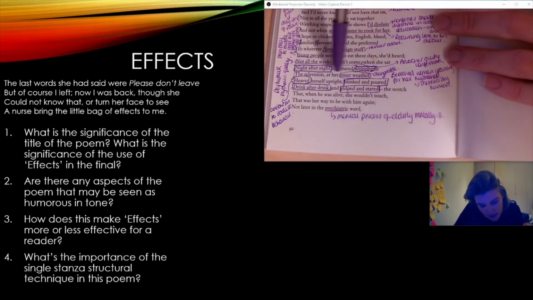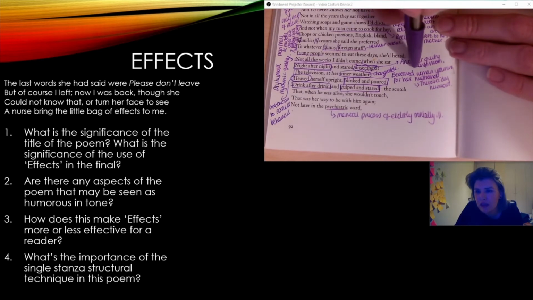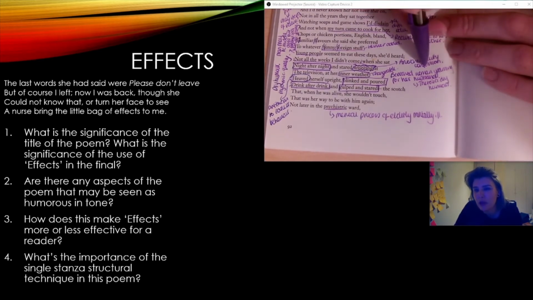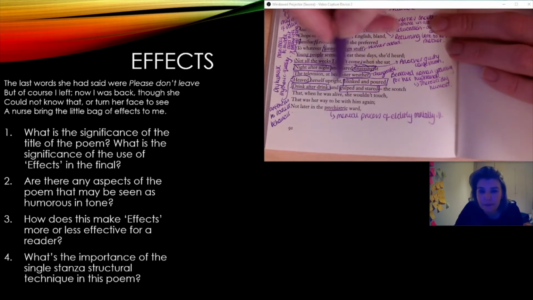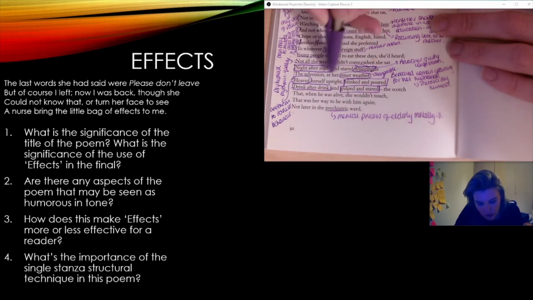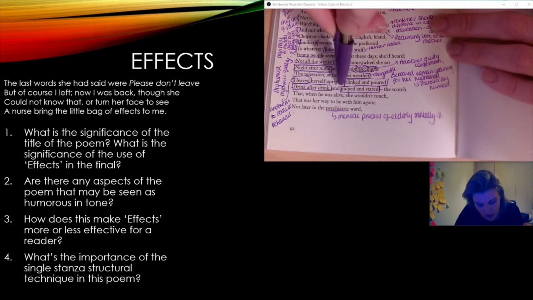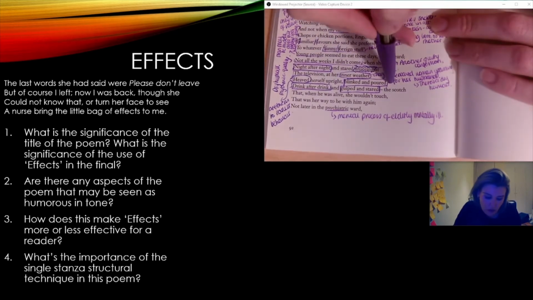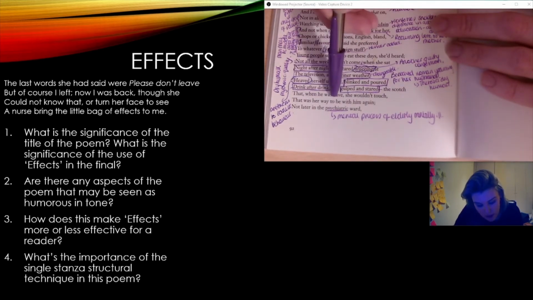But then heaved herself upright, blinked and poured. We really do get an insight into this sort of grieving woman yearning for her husband again, and there is almost a dry humour in the way that this is being described, and that sort of rhythmic quality being reflected with that dry humour. Heaved herself up, blinked and poured, drink after drink, and gulped and stared. The Scotch, but when he was alive she wouldn't touch. That was her way to be with him again.